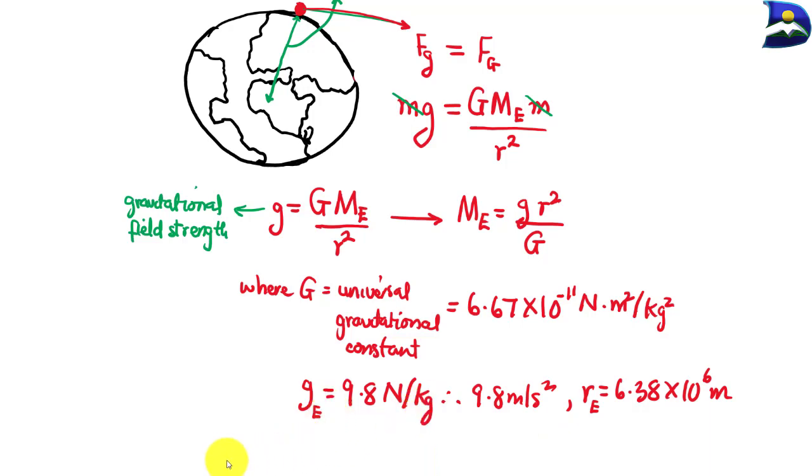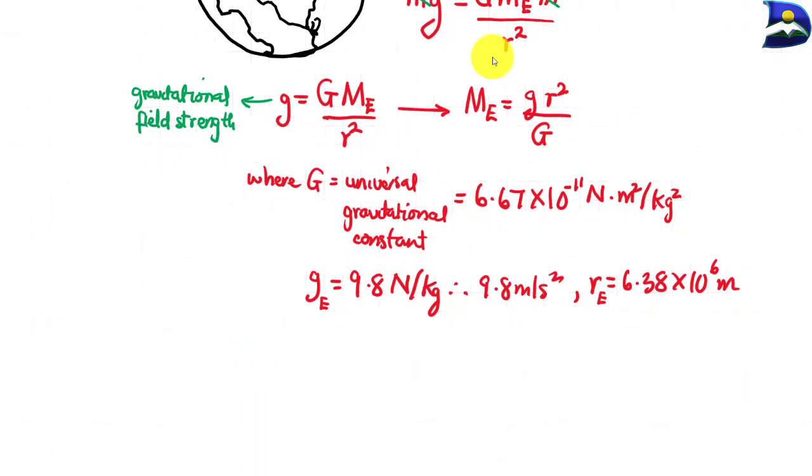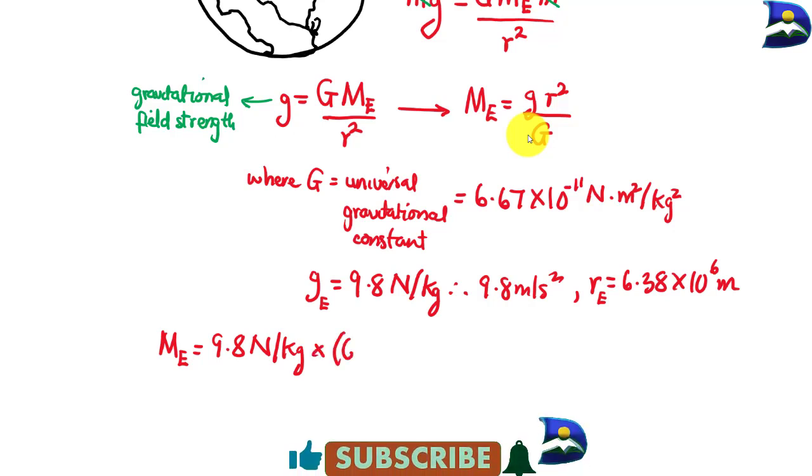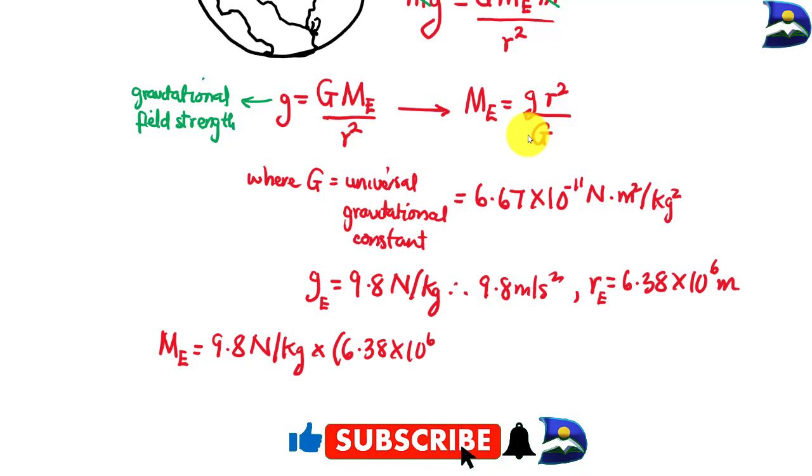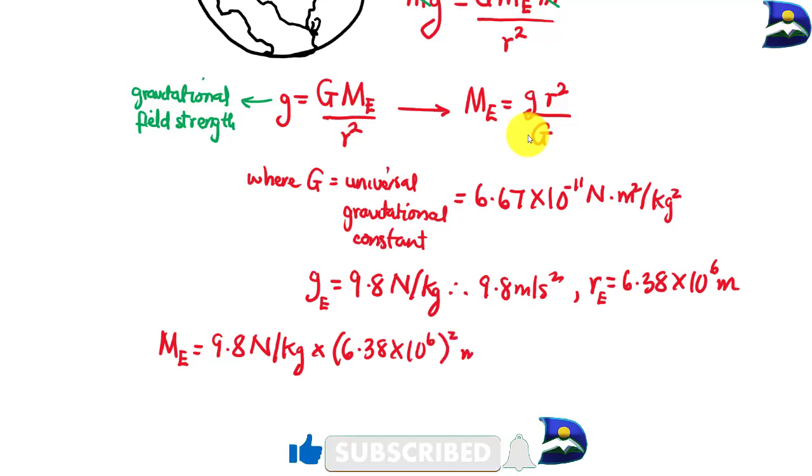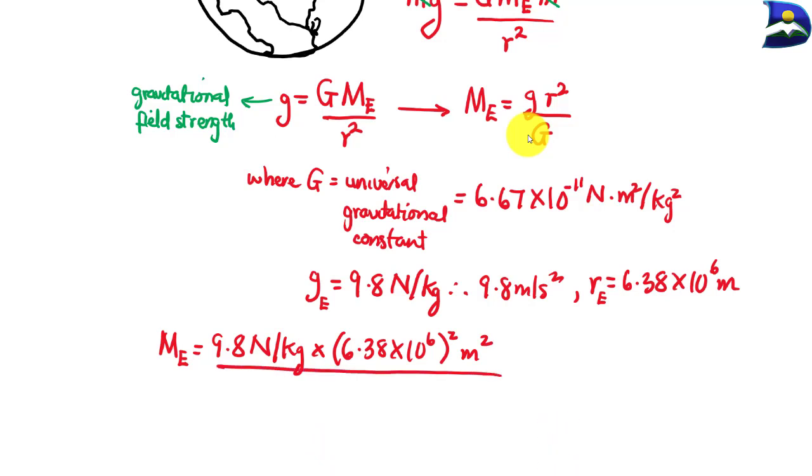Therefore, we are going to solve for our ME, which we know to be expressed as this. We put in our numbers in place of the variables, and this is how it looks with the units: ME is equal to 9.8 Newton per kilogram, multiplied by 6.38 times 10 to the 6 all squared, multiplied by meter squared, all divided by 6.67 times 10 to the negative 11, multiplied by Newton dot meter squared, all divided by kilogram squared. This dot, remember, represents multiplication. That is something to remember.